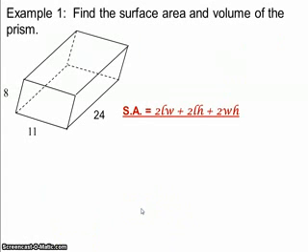Our formula for surface area is 2 times the length times the width plus 2 times the length times height plus 2 times width times height. It doesn't matter which of these you label as length, width, or height as long as you stay consistent.